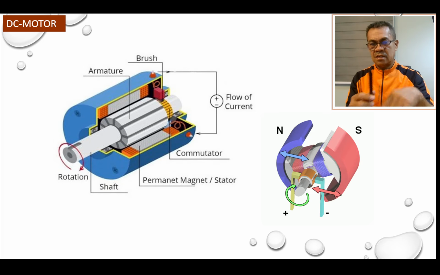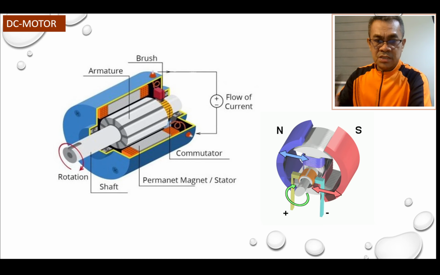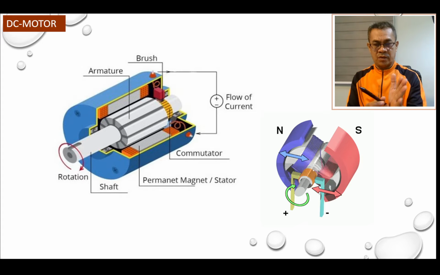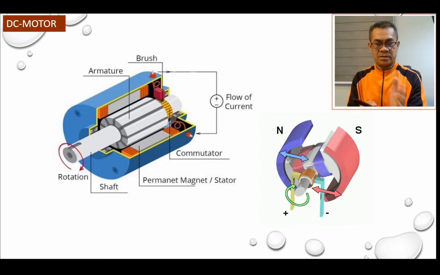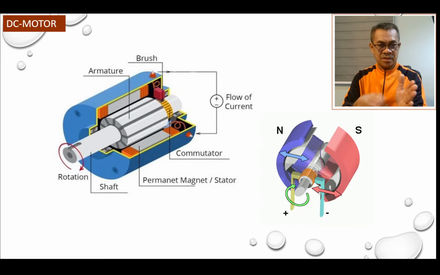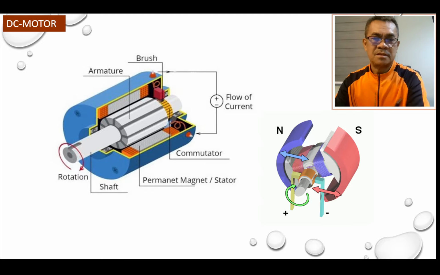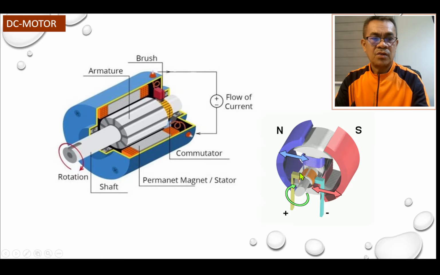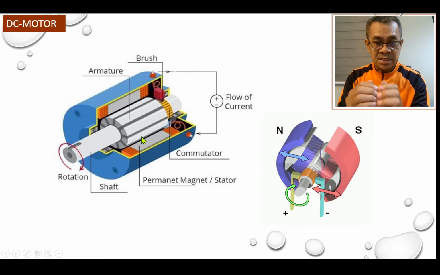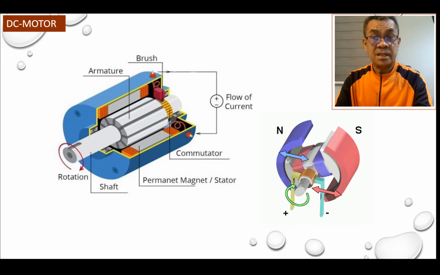Now, why is it that the motor is continuously working? We are aware from our previous slide that the system will rotate from mu towards B. Why is it that it keeps continuously rotating? The answer is because of the commutator. The commutator and brush reverse the direction of current in the armature.